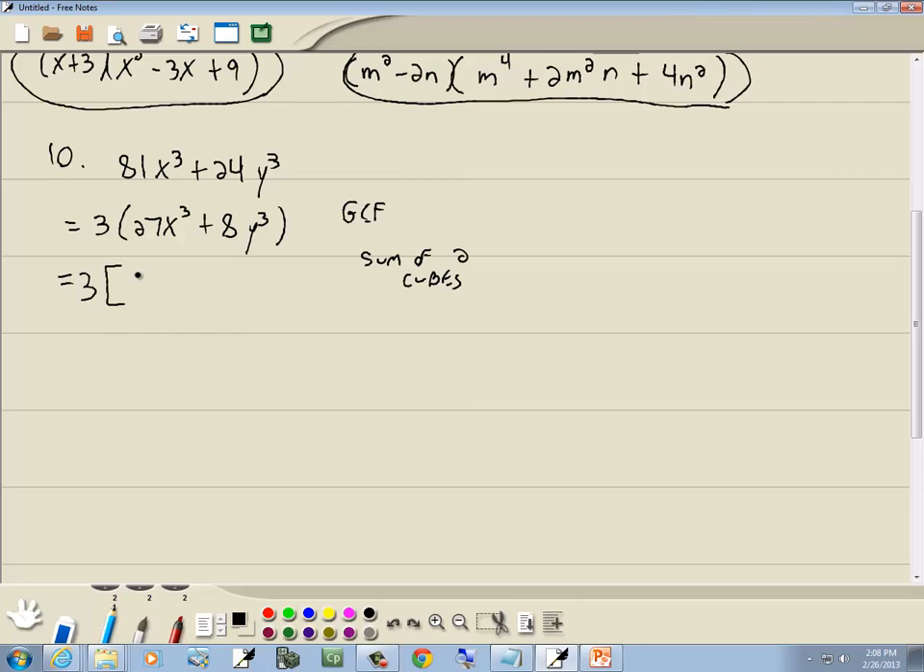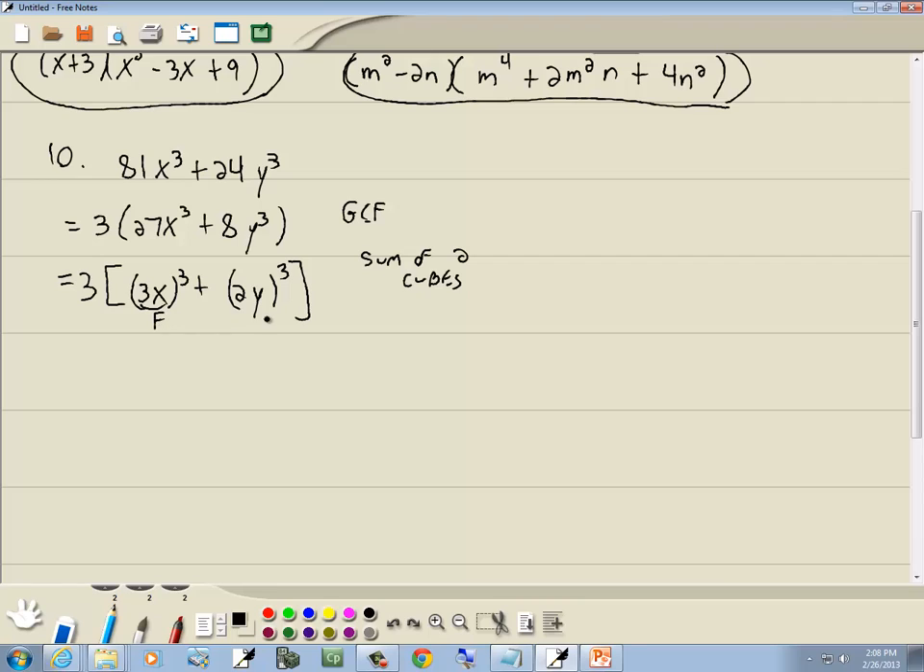And I'm going to try to write this as something to the third power plus something else to the third power. Well, we'll look at the 27 first. You ask yourself what times itself 3 times gives you 27. 3 times 3 times 3 gives you 27. The x to the third, x times x times x gives you x to the third. For the 8, 2 times 2 times 2 gives you 8. And for the y to the third, y times y times y.